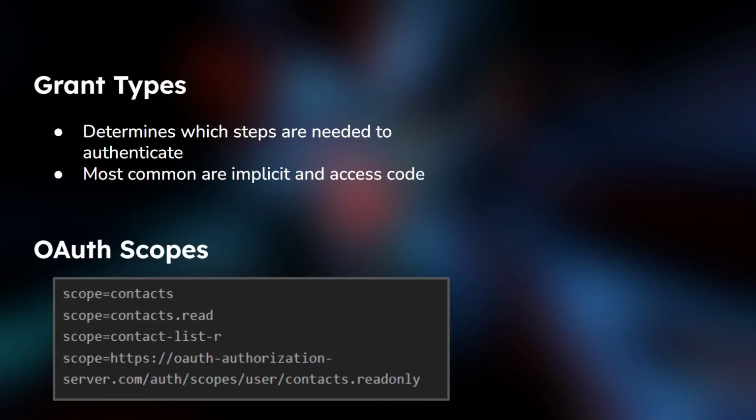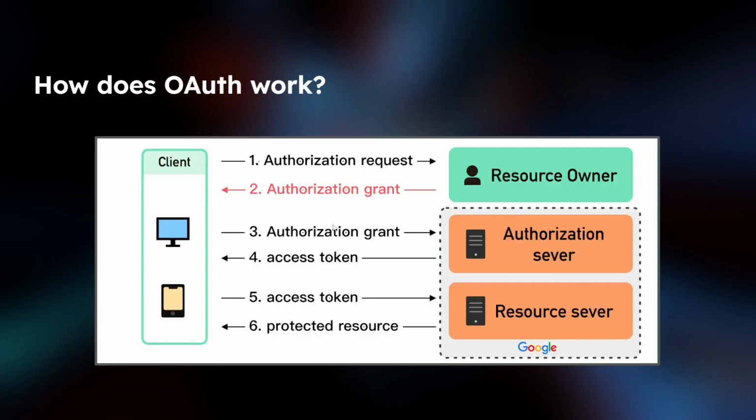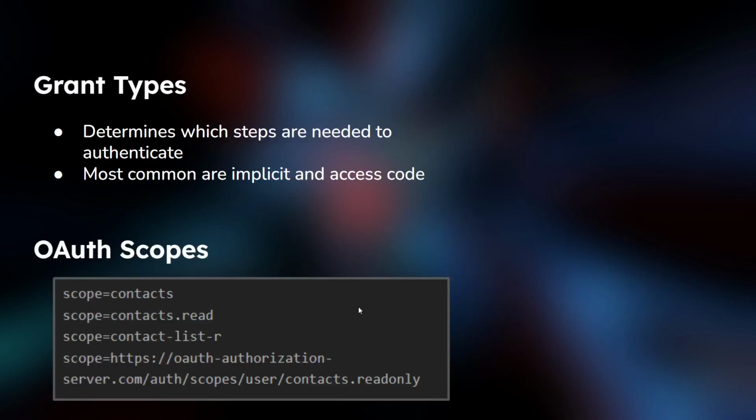The way that it does this, though, is with something called grant types. The two most common of these are the implicit grant type and the authorization code grant type. This is just how the client application is able to get access to that data, so which steps are needed for the application to be authenticated. Typically that would happen between these steps here, between 2 and 3 and 4, is where you would see the implementation of this and how it works.